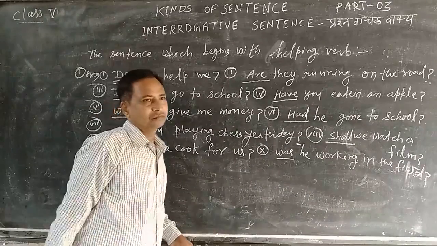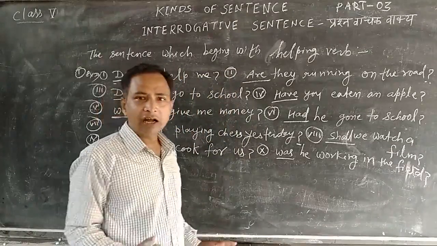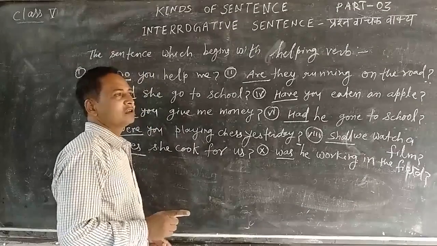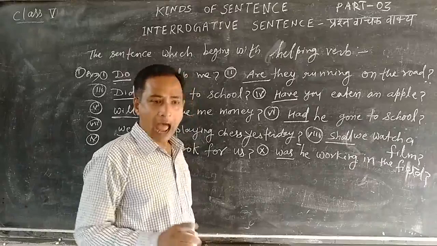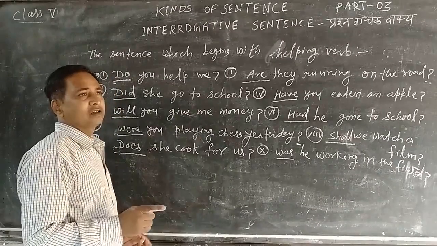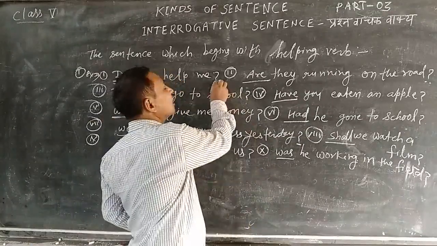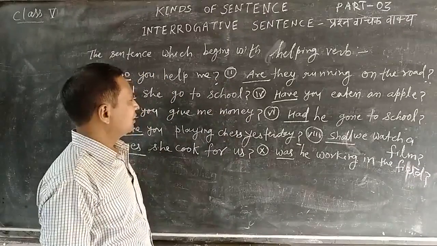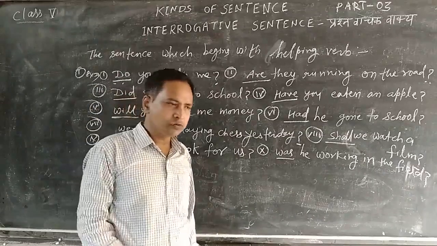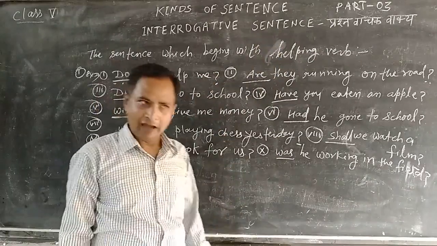Students, we have seen that there are two types of interrogative sentences. First, which begins with question word and ends with a question mark. And the second, which begins with helping verb and ends with a question mark. Now, I hope that you must have understood about interrogative sentences. Thank you very much.